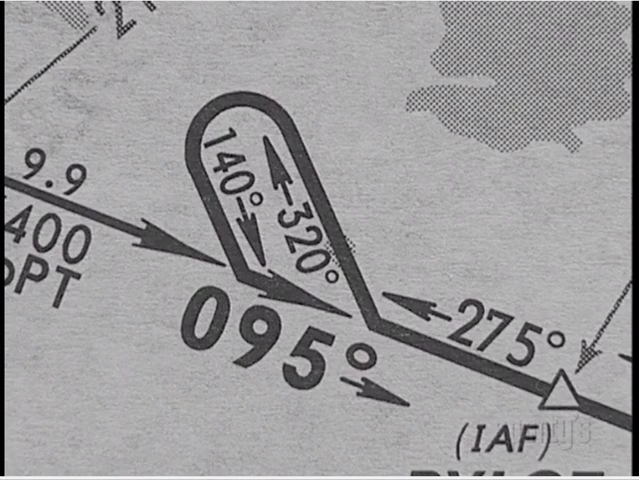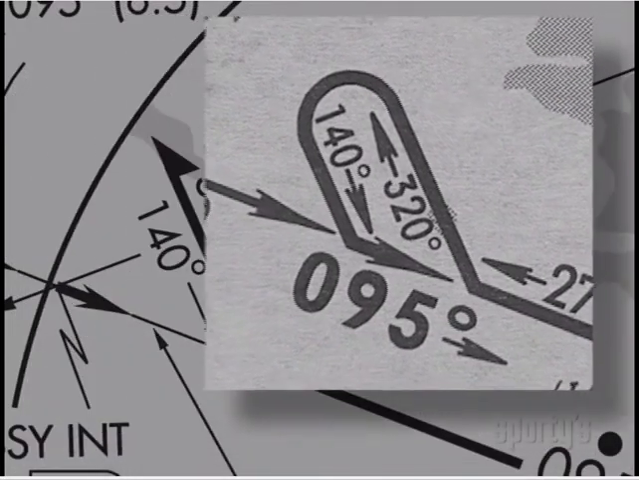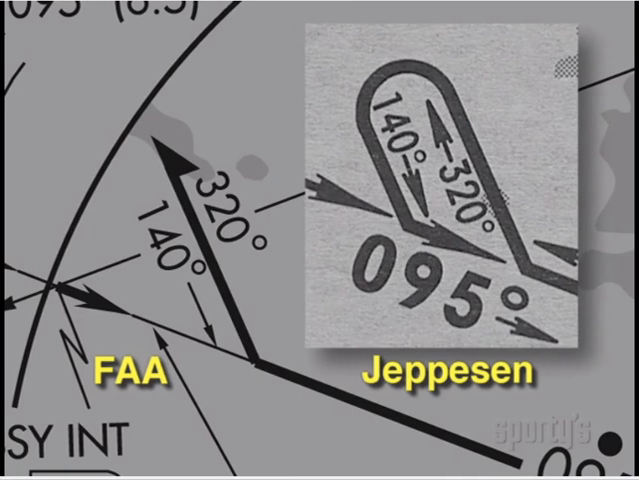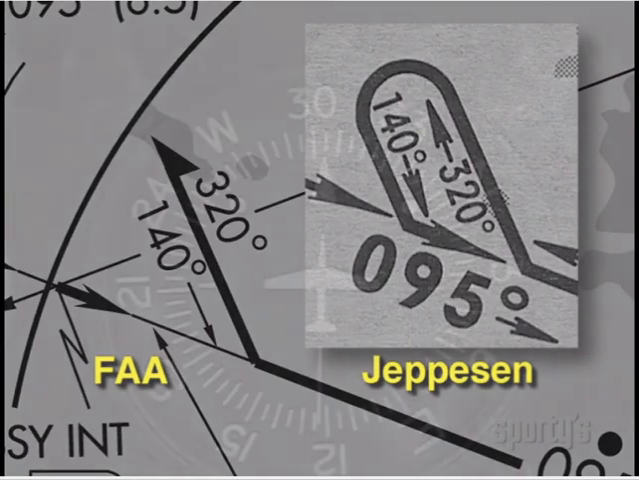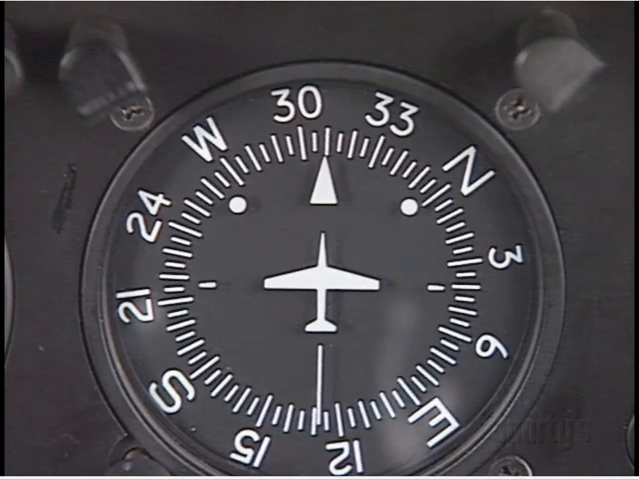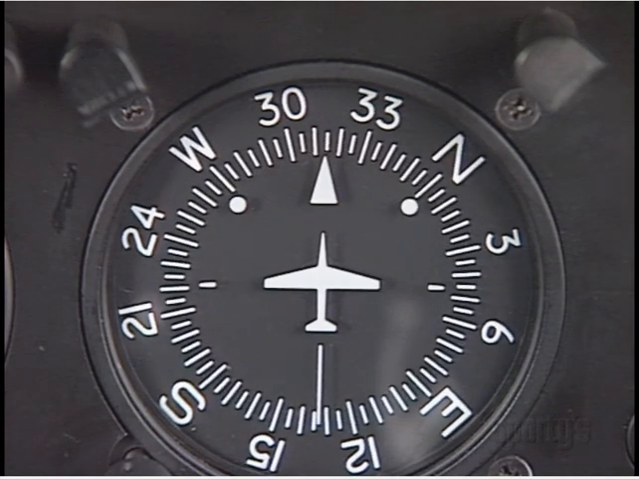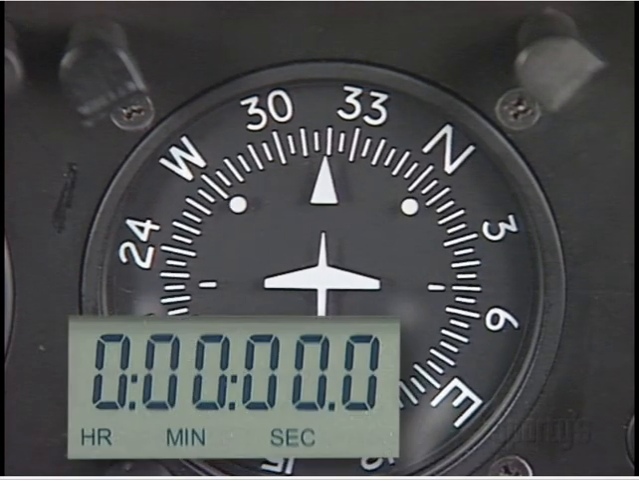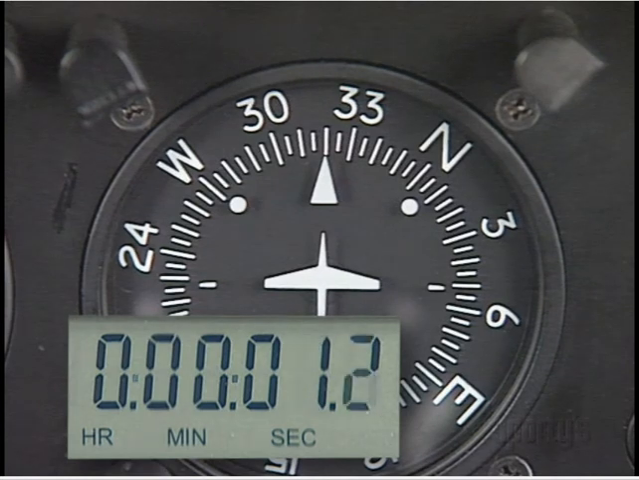On this approach, a right turn. Jeppesen charts depict the entire turn. FAA charts do not. An easy way to remember the direction of the second turn is that it's opposite the first turn. The procedure turn leg, 320 degrees, is flown as a heading with perhaps a guesstimated wind correction. Time starts when the turn is completed.